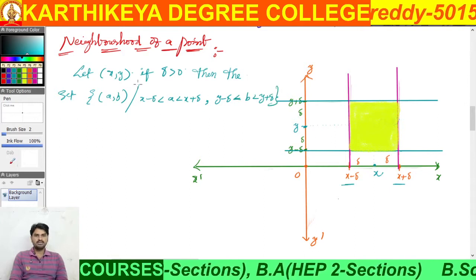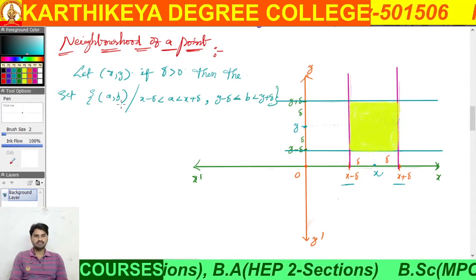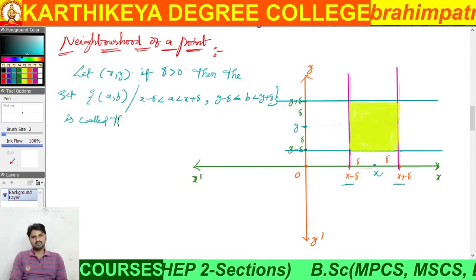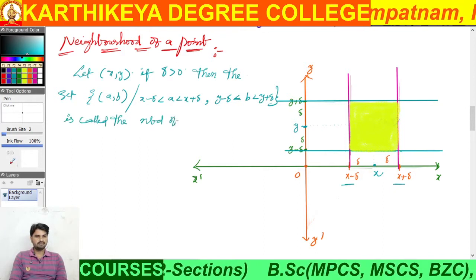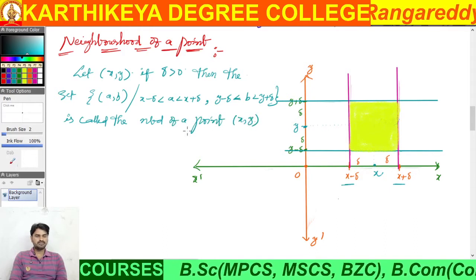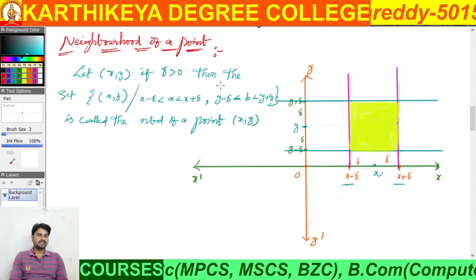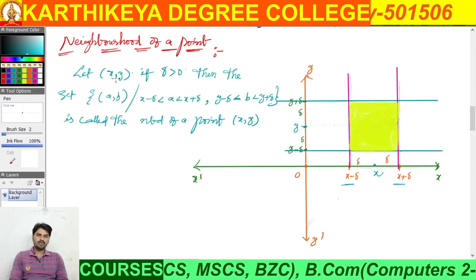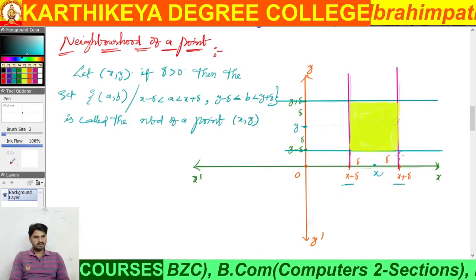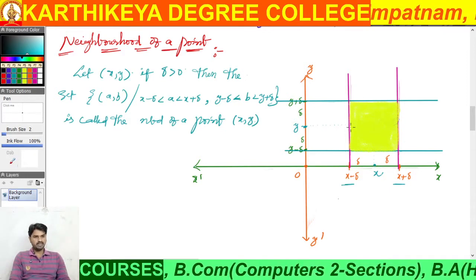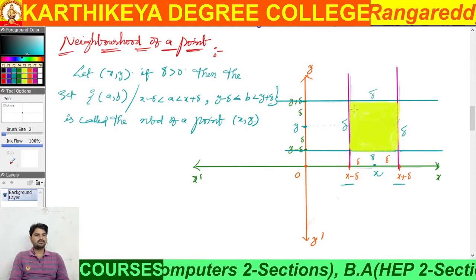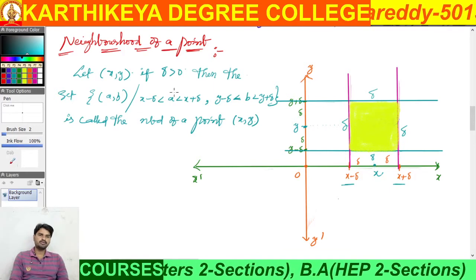Okay, then the set of all points a comma b such that this holds is called the neighborhood of a point x comma y. So this neighborhood length is delta. Okay, so the neighborhood of a point x comma y at distance delta is a square of side delta, so they all are at the delta distance. Okay, this is the neighborhood. The shaded region in yellow color is the neighborhood of a point.